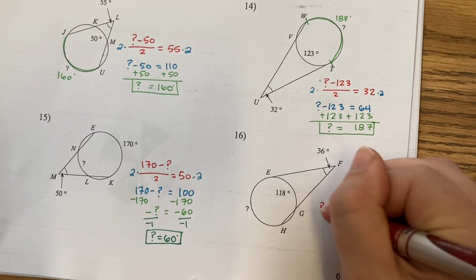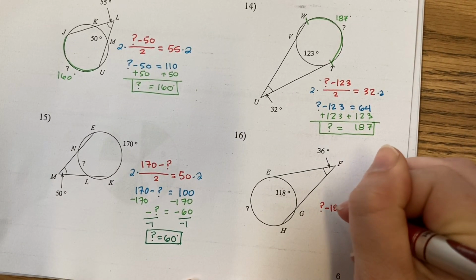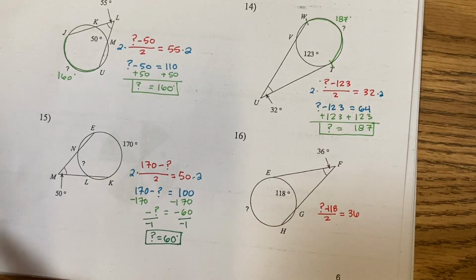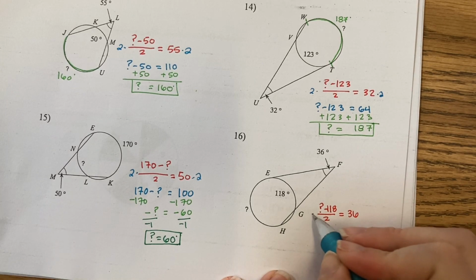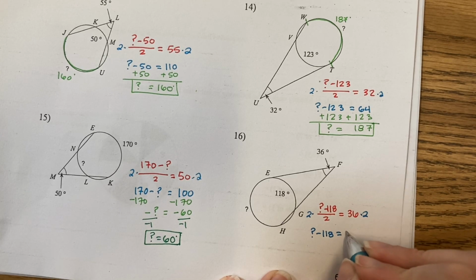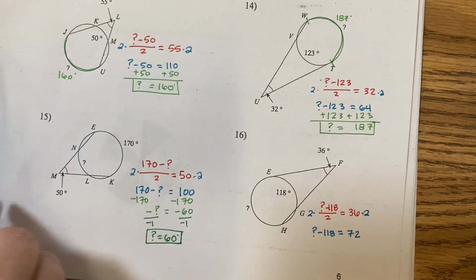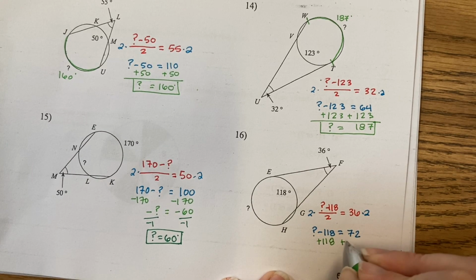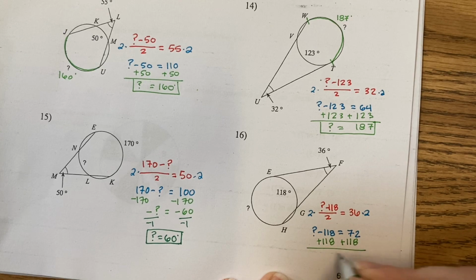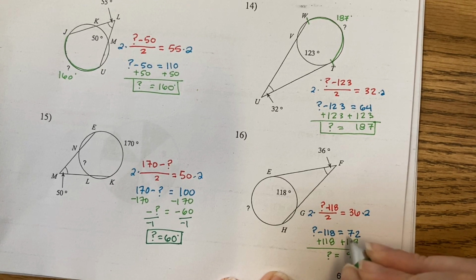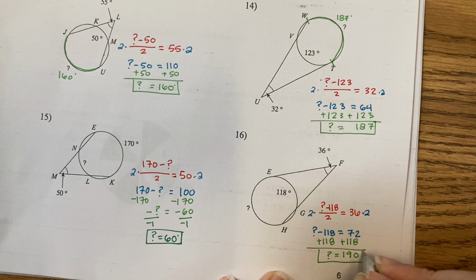Big arc minus the small arc divided by 2 equals the angle, times by 2. Then we add and get 190 degrees.